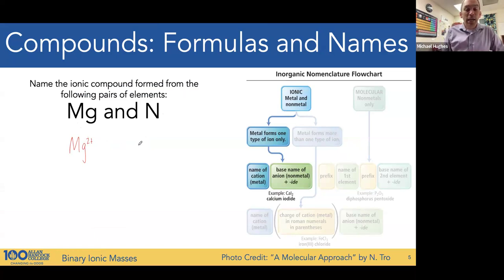And nitride is always 3 minus. So we would combine them 3 and 2 because they have a 6 plus common denominator. So Mg 3 and 2. And this is magnesium nitride.